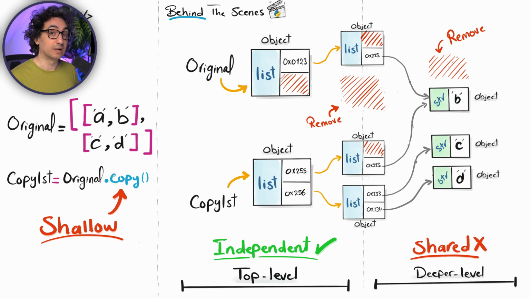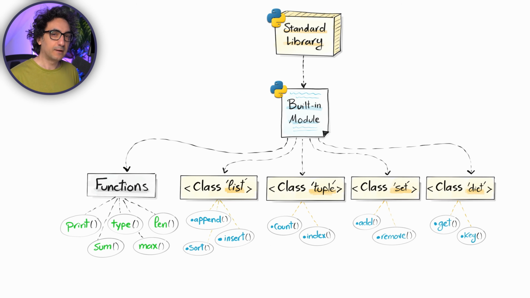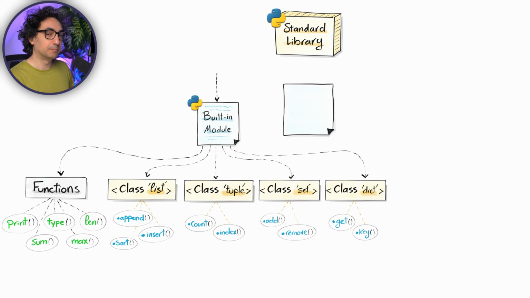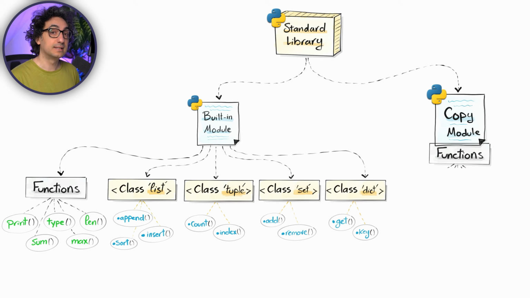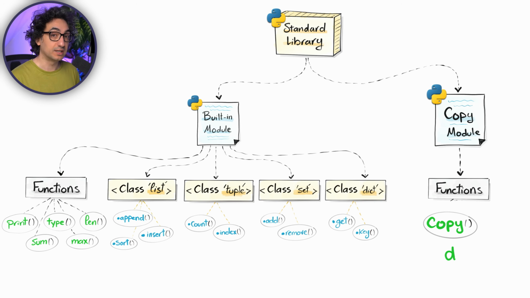It is a shallow copy. Now, how are we gonna fix it? Well, actually, we don't have any function or method in the built-in module that's gonna help us with that. We need to bring in some extra help, and that's gonna come from a completely different module called the copy module. And inside it, we have two nice functions. The first one is called copy, and the second one, which is really interesting, is deepcopy.